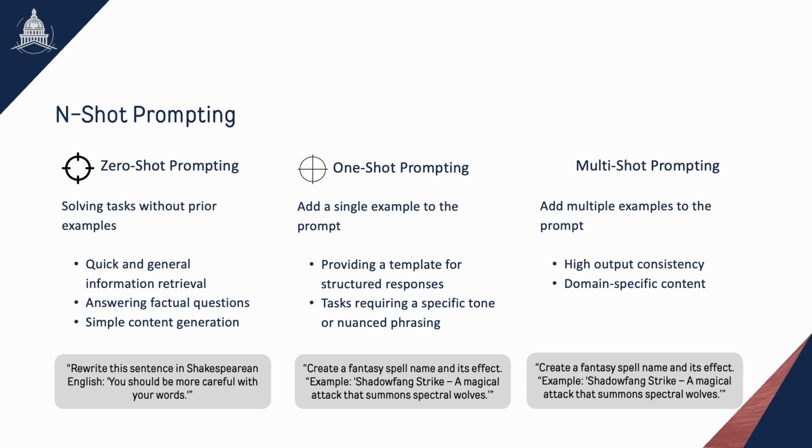One-shot prompting introduces a single example, guiding the model effectively. It is particularly helpful when the task requires a specific style or format that may not be immediately clear. Multi-shot prompting is providing multiple examples in the prompt. It is beneficial for complex tasks where subtle nuances or consistent patterns need to be learned. This is quite useful when working with domain-specific content.